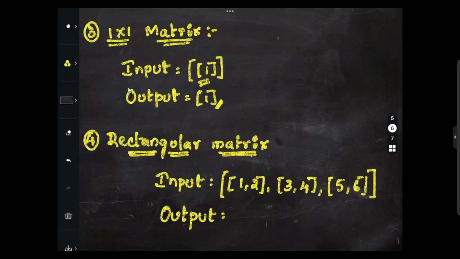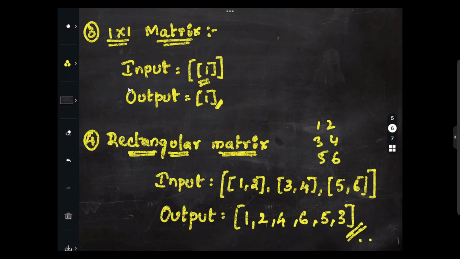The fourth edge case here is rectangular matrix. So 1 2 3 4 5 6 we have. So the output will be in this case 1 2, sorry, but this is the output matrix, right? Just give me a second here. This will be 1 2 4 6 and 5 and 3, sorry, 1 2 4 6 5 and 3 here. So here this will be 1 2 3 4 5 6, right?